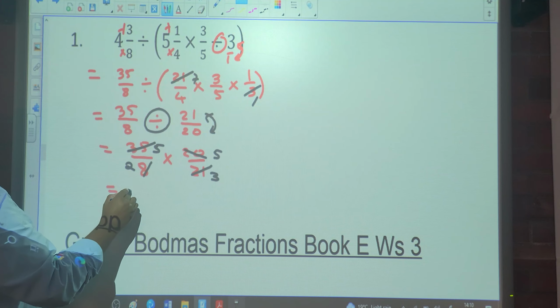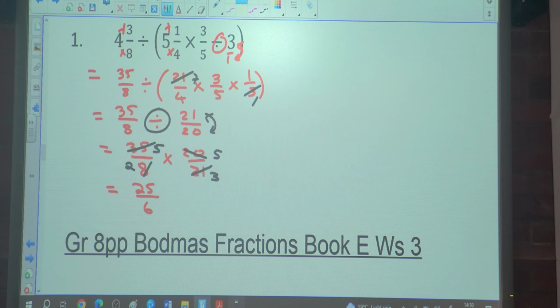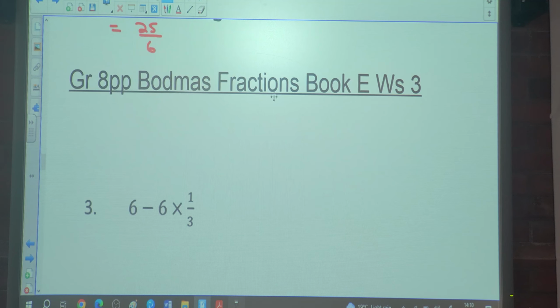5 multiplied by 5 is 25 over 6, which can be written as 4 and 1 over 4. Not so? Any confusion here? Alright, let's go to the next one.